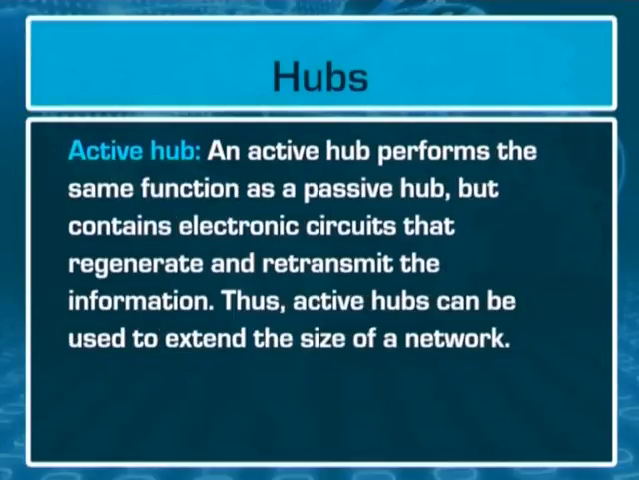Number 2, active hub. An active hub performs the same function as a passive hub, but contains electronic circuits that regenerate and retransmit the information. Thus, active hubs can be used to extend the size of a network.